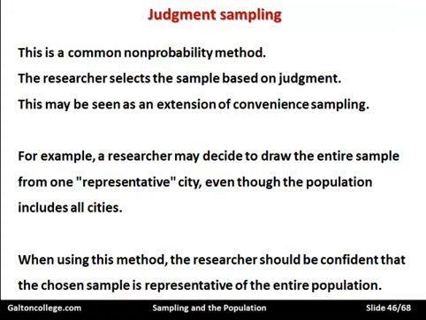When using judgment sampling, the researcher should be confident that the chosen sample is representative of the entire population. So the researcher must bear in mind that by using judgment, he or she is not selecting parts of the population, and they must have confidence that that's not going to damage the results significantly.